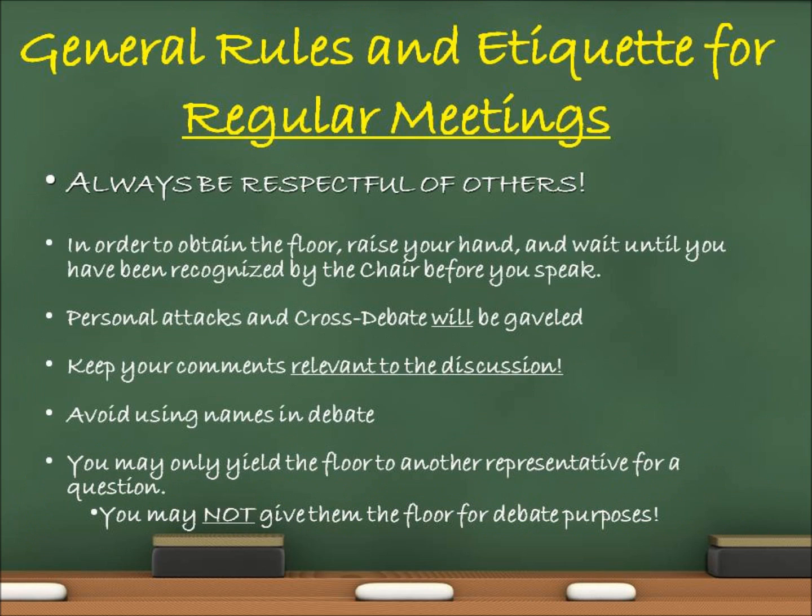We're almost ready to put all these items together, but first we must discuss one of the most, if not the most important aspect of Robert's Rules of Order: general rules and etiquette. General rules and etiquette for regular meetings. First, always be respectful of others. Next, personal attacks and cross-debate will be gavelled by the chair. Keep your comments relevant to the discussion and don't make them into a speech. Avoid using names in a debate.